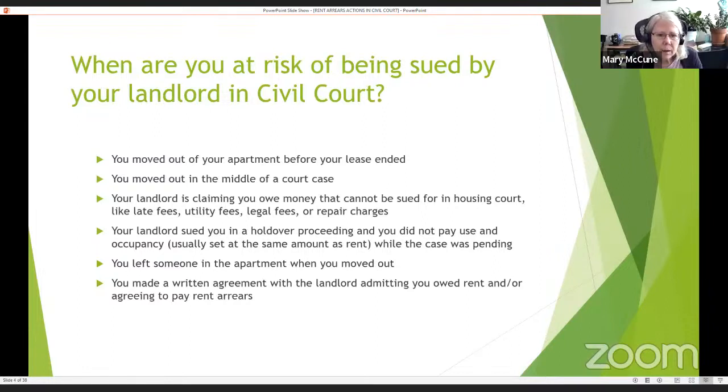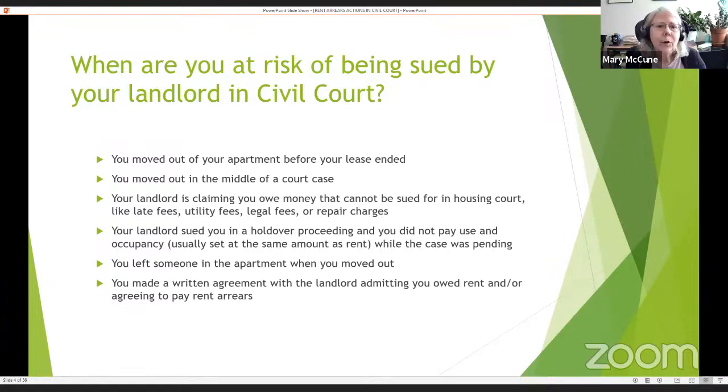when you moved out of your apartment before your lease ended, or if you moved out in the middle of a housing court case and there was no final resolution saying that you didn't owe any more money to the landlord. You can also be sued. There's some charges that a landlord can't sue you for in a housing court, so they have to sue you in civil court. That tends to be money related to late fees, utility fees, legal fees, or repair charges.